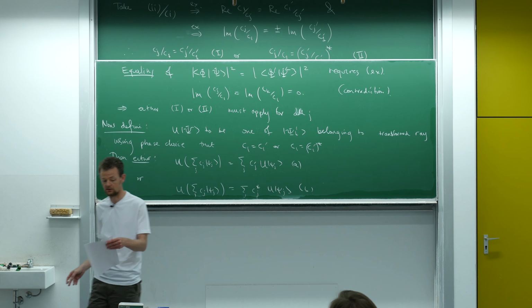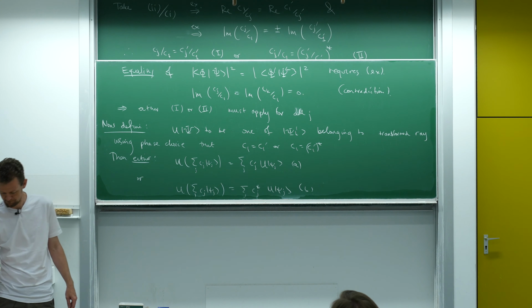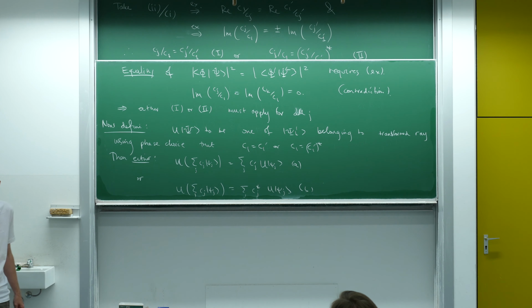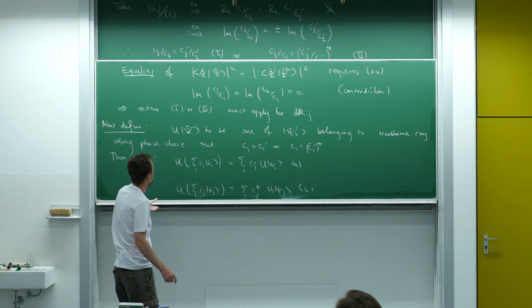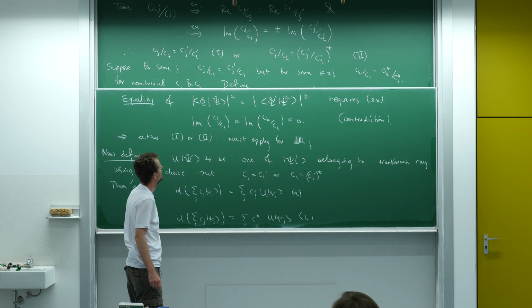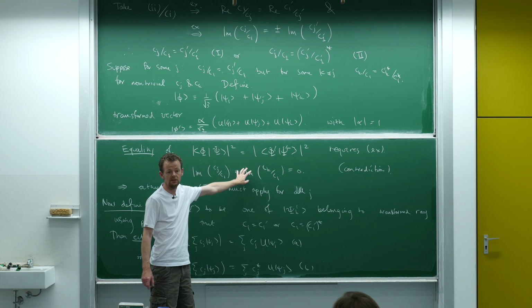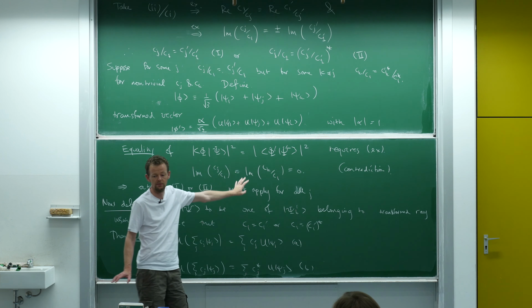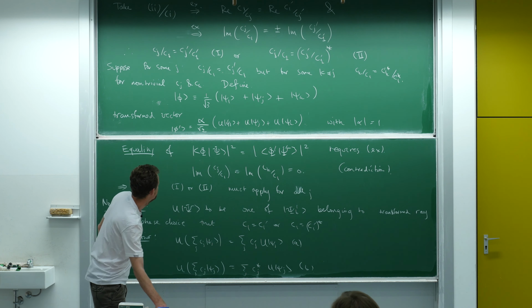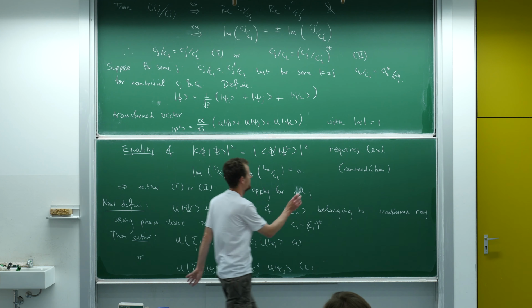Okay, we're basically done. We're not quite done. We're almost done showing that this phase choice can be extended to general superposition. So the proof isn't over yet. So I better clarify.